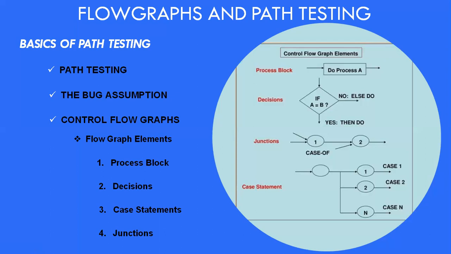Most of the decisions we use in our programs are two-way. Of course, we don't mean only two-way; there are three-way branches also in the control flow. Now coming to the case statements, the third one. A case statement is a multi-way branch or decision.